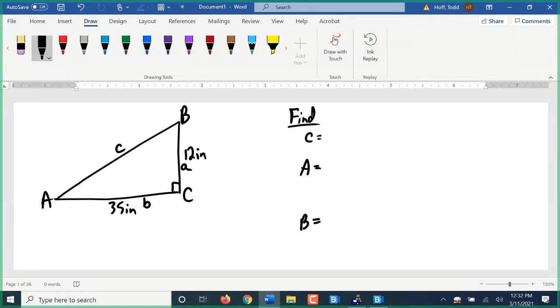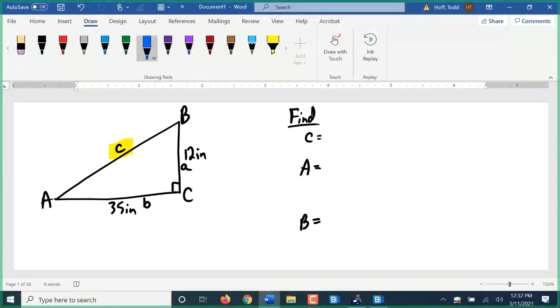Now, a triangle has 6 pieces, 3 sides and 3 angles. If we know 3 out of those 6, in most cases, we can find the other 3. The only case where we can't do it is if what we know is all 3 angles. But any other set of information, we can find everything else. So here, let's find side C first. We'll find this missing side.